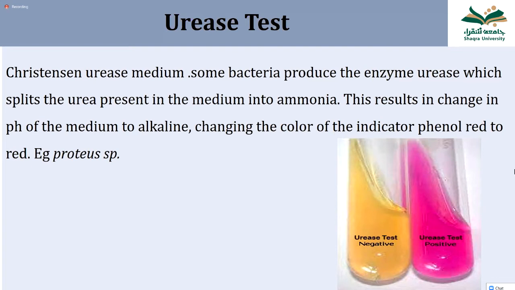You just take this: the urease enzyme splits the urea into ammonia and carbon dioxide. And if the ammonia is produced, the color of the medium changes to red. So the medium becomes red. That means urease is positive. And this medium is the urease test medium, not any other medium.